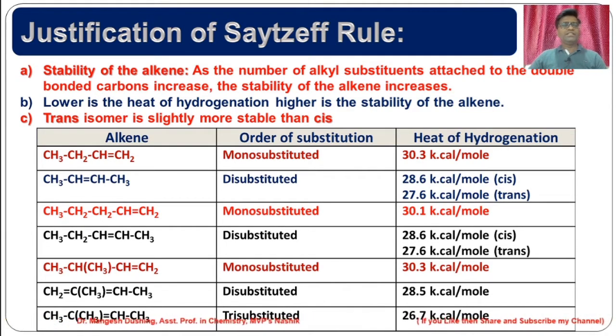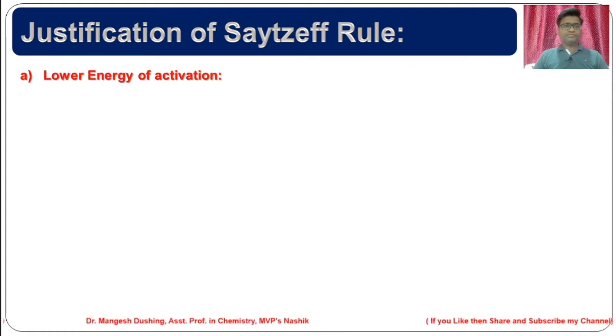So there are three points you can say for the Saytzeff rule. One is stability of alkene: the more substituted alkene is obtained as the major product. Then a lower heat of hydrogenation means higher stability of the alkene, and the trans isomer has slightly more stability than the cis. That's why the trans, more substituted alkene is obtained as the major product.